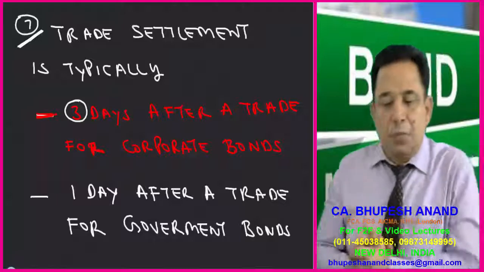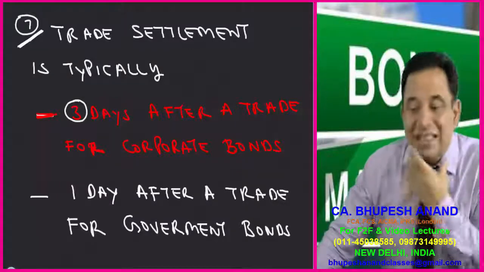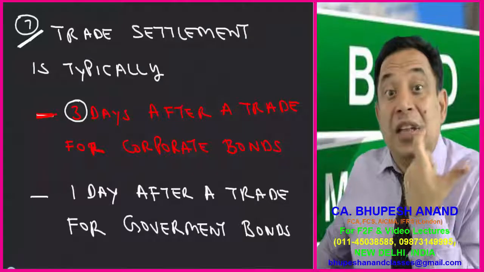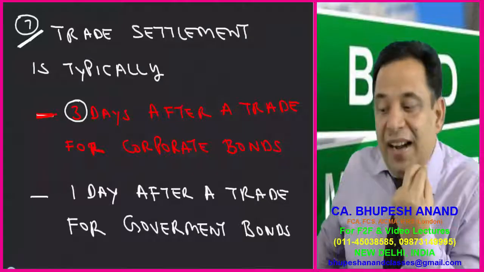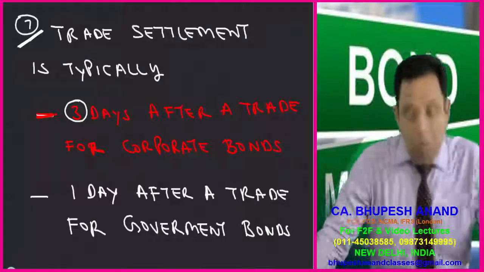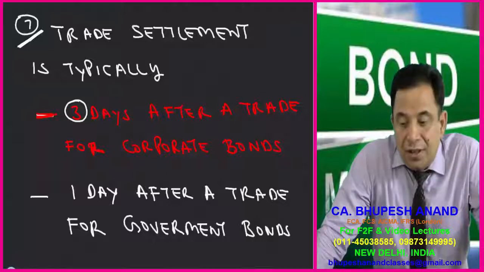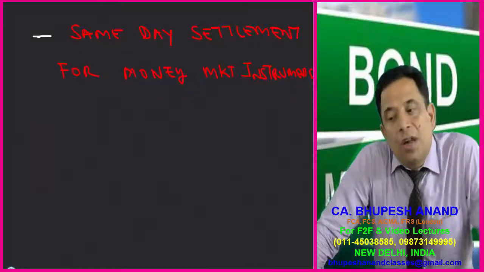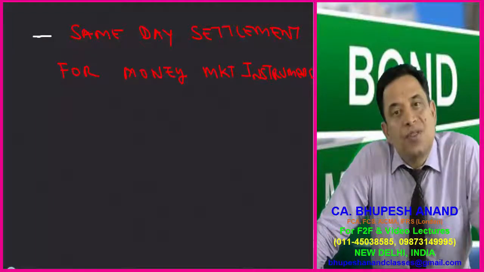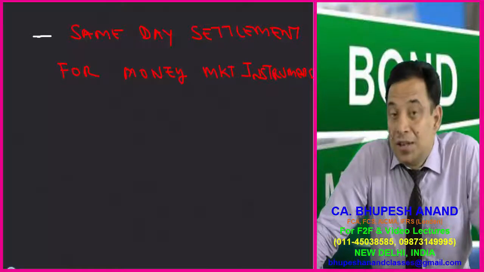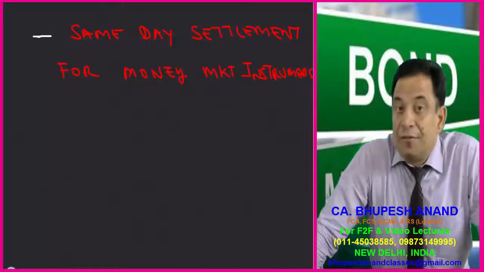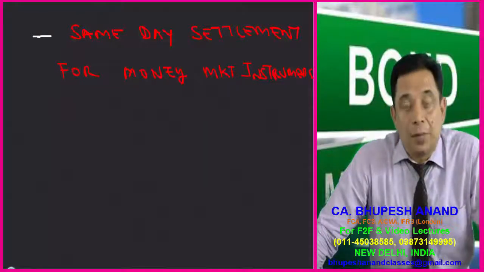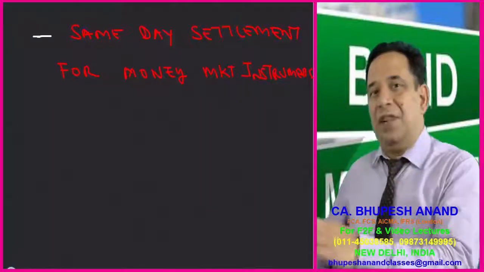So please write down the seventh point. Trade settlement is typically 3 days after a trade for corporate bonds, 1 day after a trade for government bonds, and same day settlement for money market instruments. So you have to remember: same day for money market, 1 day for government bonds, and 3 days for corporate bonds. All of this is after the date of trade.